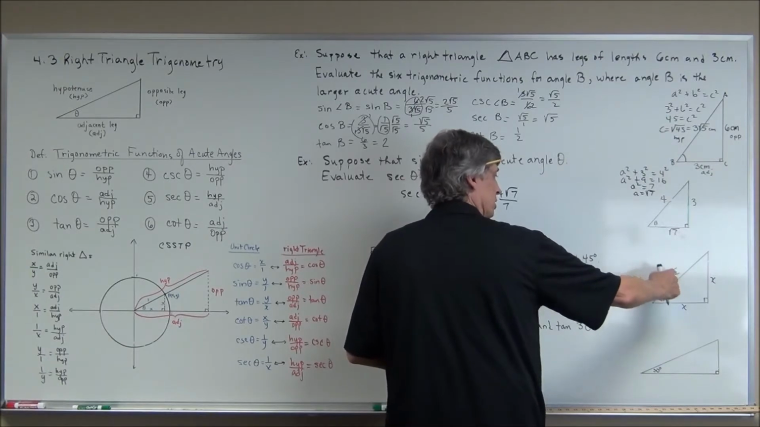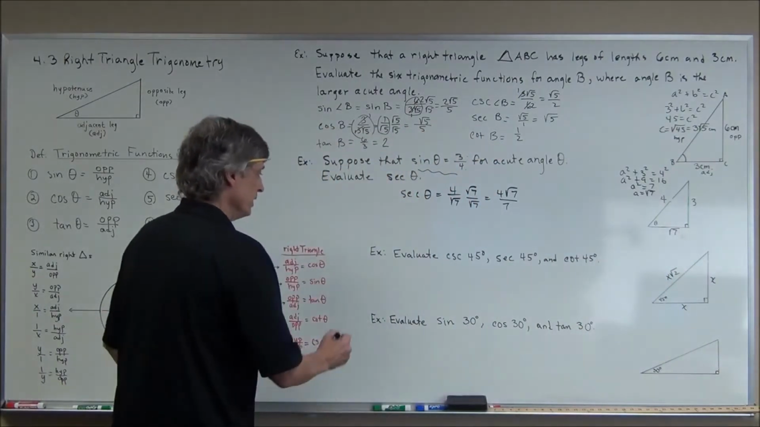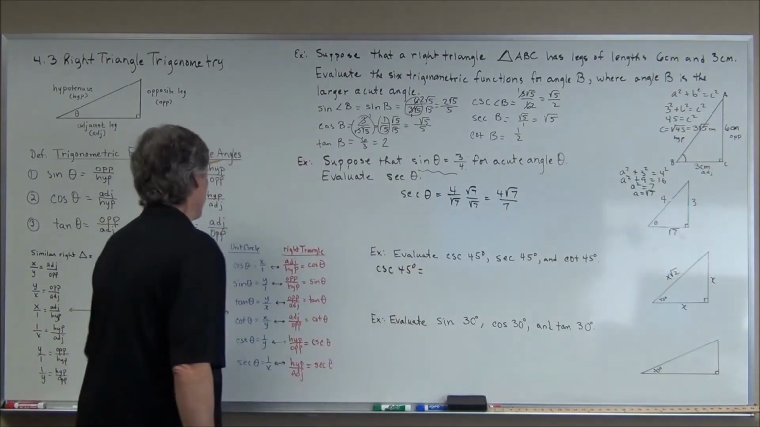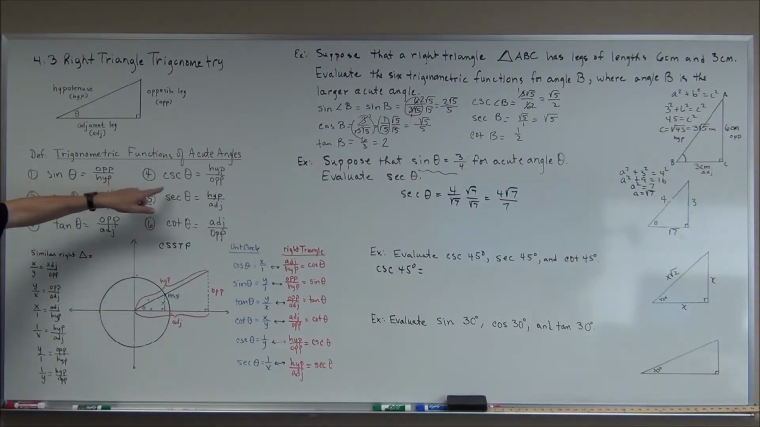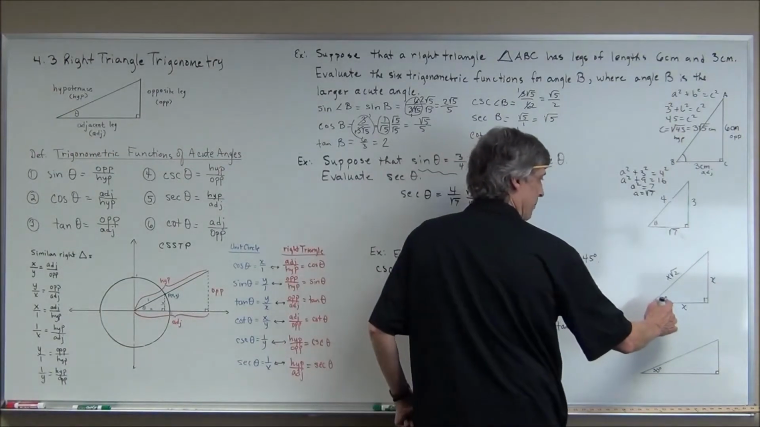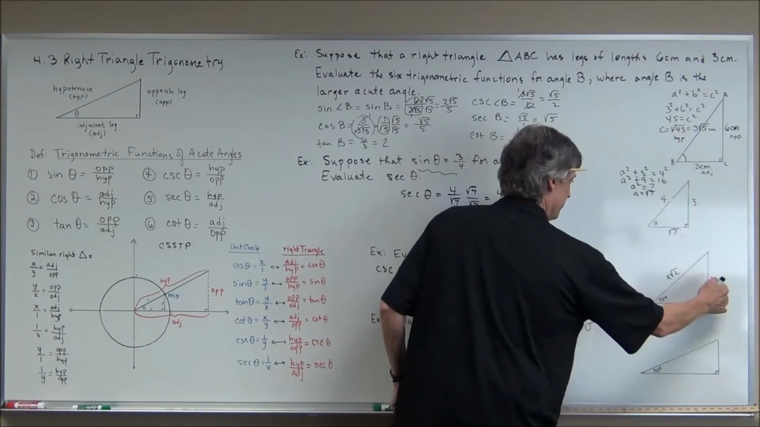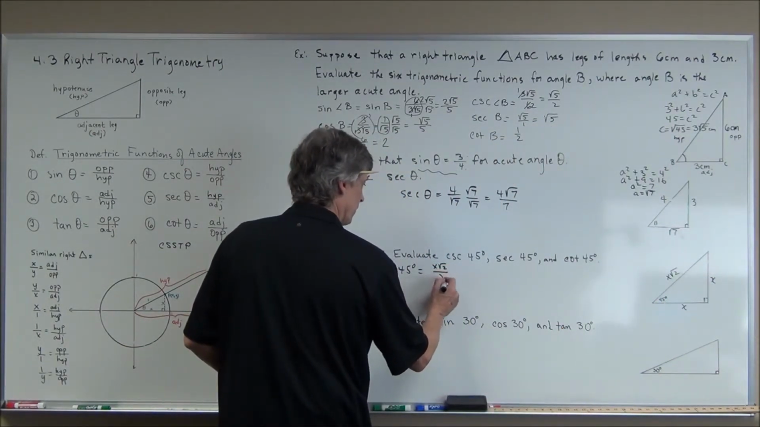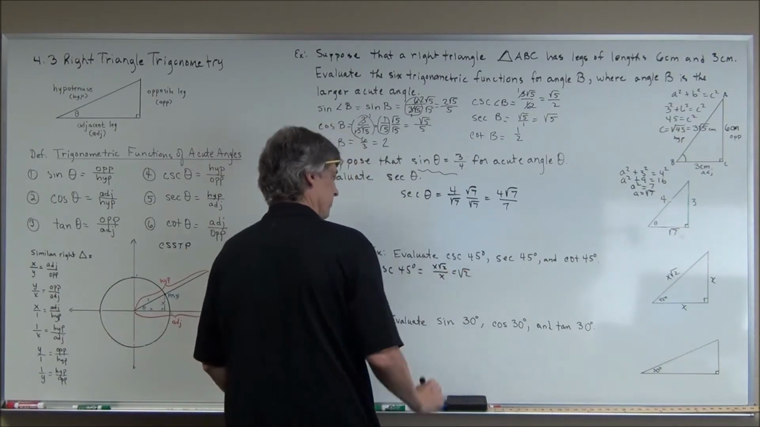So this is x times the square root of 2. Let's find the cosecant of 45 degrees. Now the cosecant is right here. It's the hypotenuse over the opposite. So it is x square root of 2 all over x. That's the square root of 2.